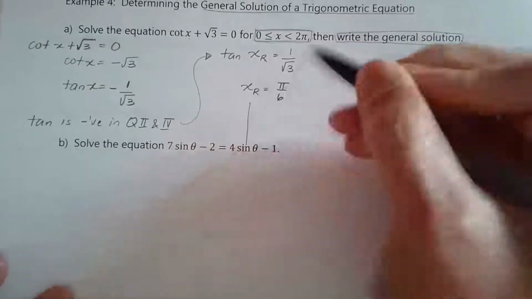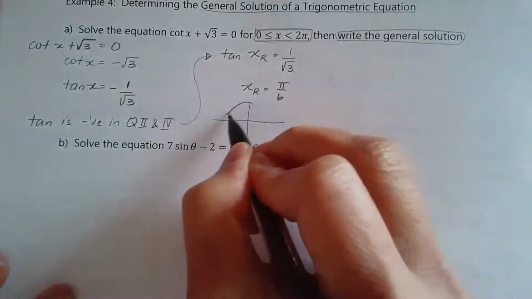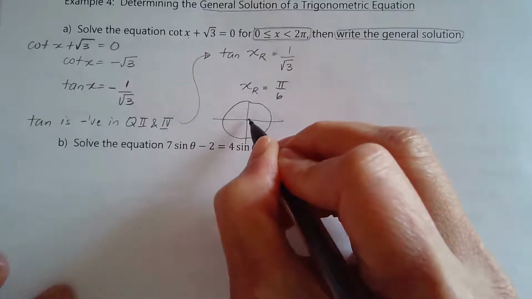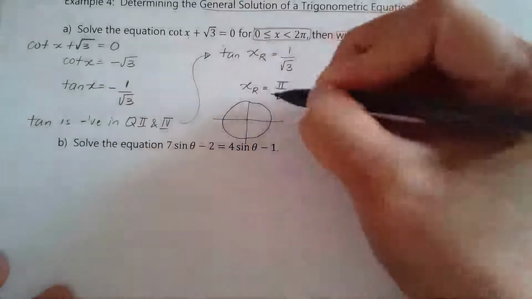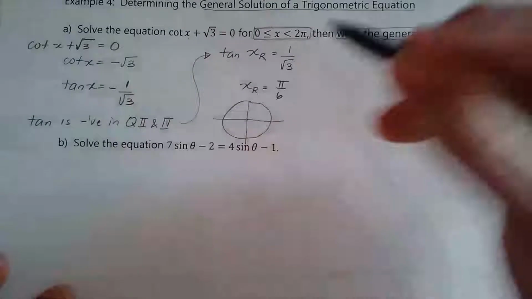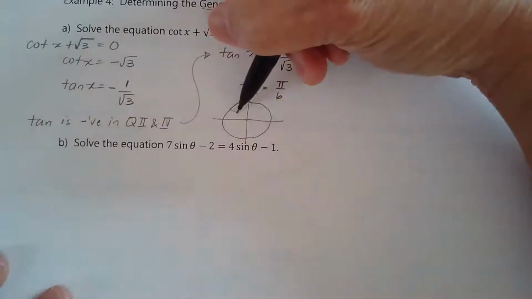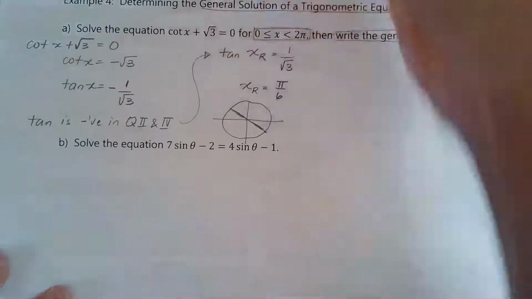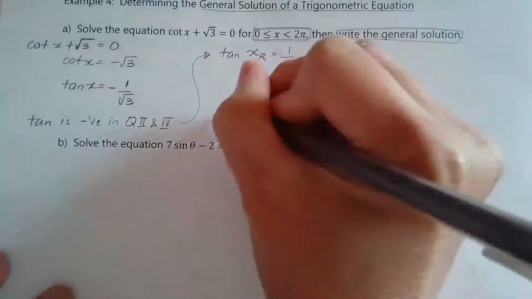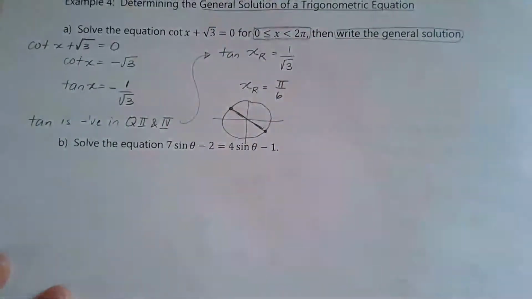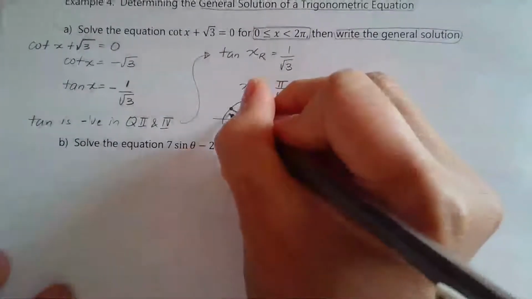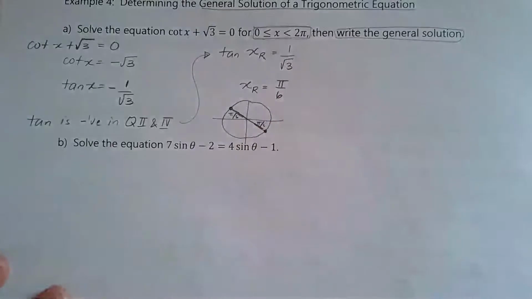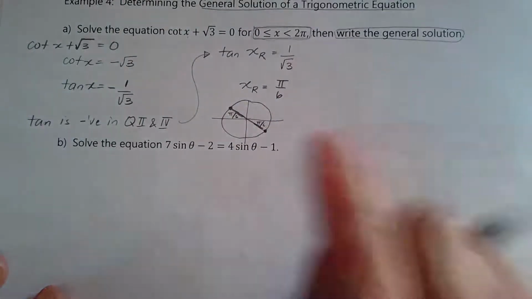What's the visual for that one? So pi by 6 is right there. Remember, it's in quadrant 2 and quadrant 4, there and there. And then this is pi by 6, and this is pi by 6. Very tiny, but that's pi by 6.